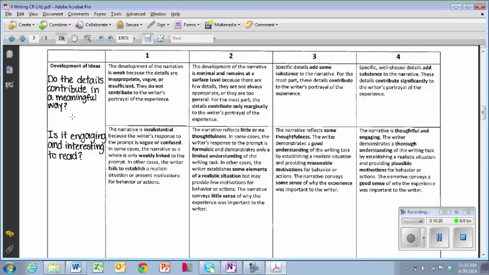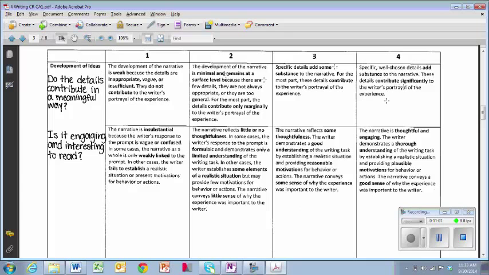And that's really the whole point of ideas. Is it meaningful? Do the details contribute? Is it interesting? Is it fun to read? Was I engaged as the teacher just reading this paper? And so the first line will have to do with, again, the details, but really how those details develop the story. Not necessarily are they on target, but do they develop? Do they add a lot? Do they go really deep? I think a really good question to think about for development of ideas is, can you tell that this experience was extremely important to the writer?